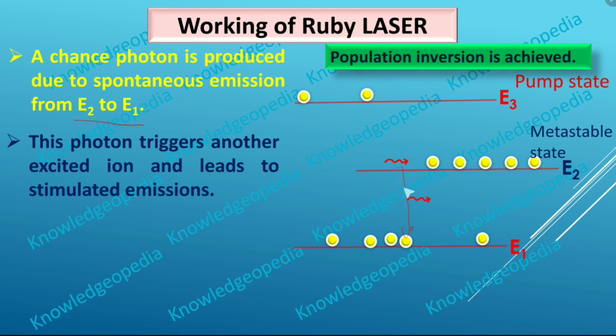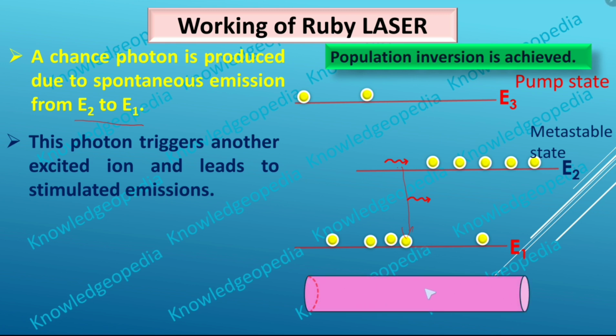Now we are having two photons. These two photons will trigger two more ions at energy state E2 and we will be getting 4 photons. Like that the process will continue and we will be getting a high intense output. So this is the ruby rod.